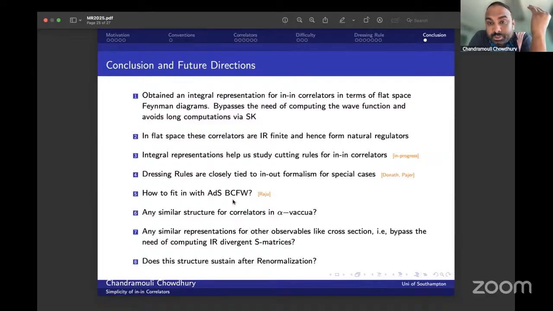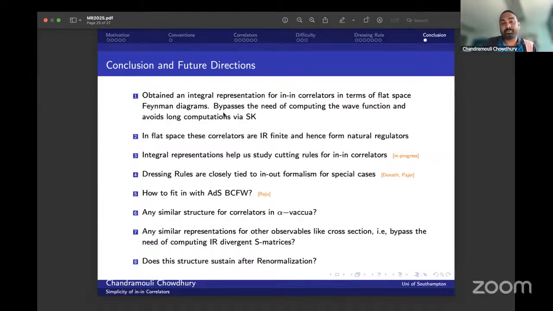And for future directions, there are, I think, a lot of them, as I had already mentioned before, but just to name a few, you can ask if there's some version of this which fits in with what's called the BCFW recursion in AdS. And if you can find this kind of a structure for more general vacuum states. Until now, for the whole talk, I focused on something called the Bunch-Davies vacuum. But there are more general vacuum states in de Sitter, and you could ask if all of this generalizes there.